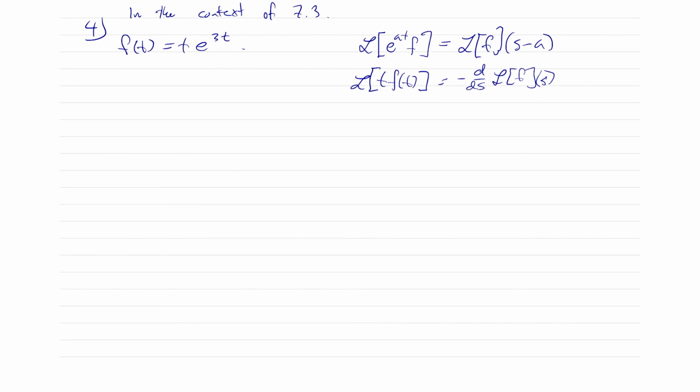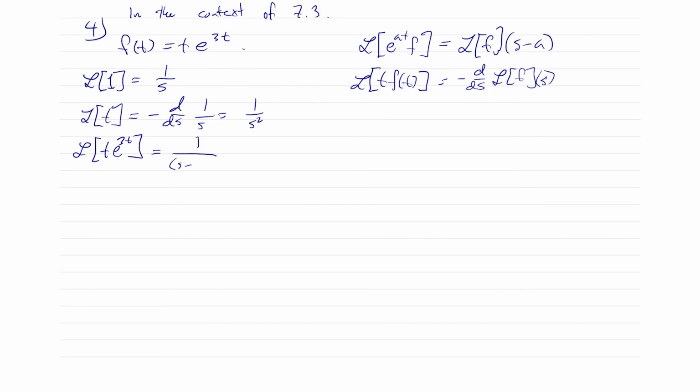So I'm actually going to start with the Laplace transform of 1. We know what that is. That is 1 over s. So now if I look at the Laplace transform of t, this should be minus the derivative with respect to s of 1 over s, and that's going to give me 1 over s squared. Now if I take the Laplace transform of t e to the at, and in this case not just a, it's 3t, then what is this going to give me? It's going to be 1 over (s minus 3) squared.